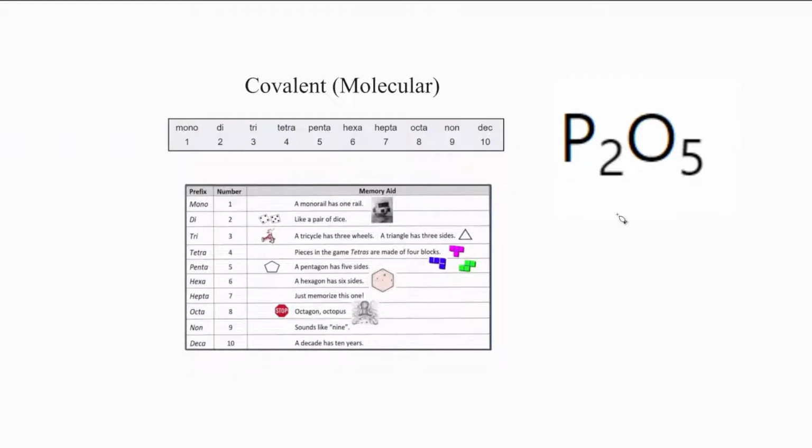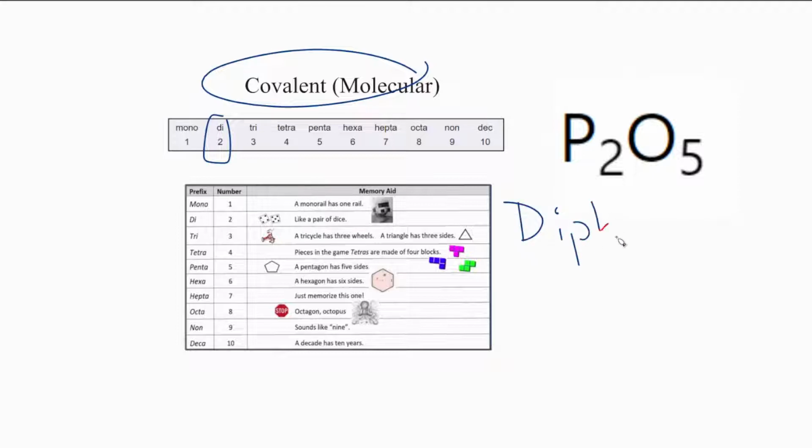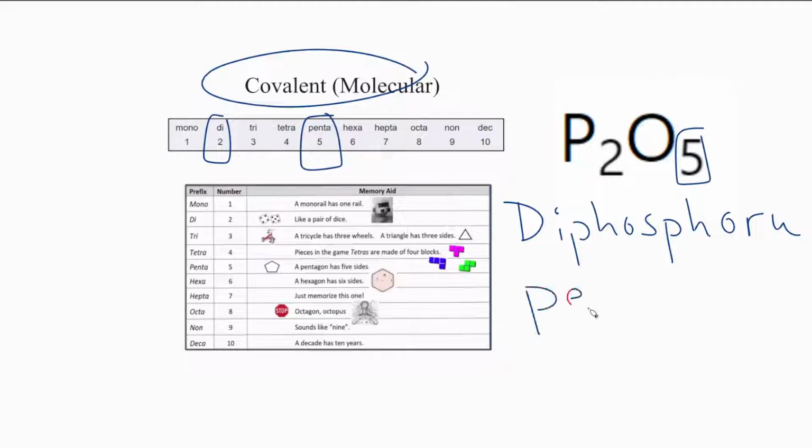All right, so when you have 2 nonmetals, it's molecular, you use the prefixes. We have di for 2, so diphosphorus. Then 5 oxygens, we say pentoxide. So that's how we name it. We don't even have to worry about charge with these covalent compounds. Diphosphorus pentoxide. Let's see if we're right.